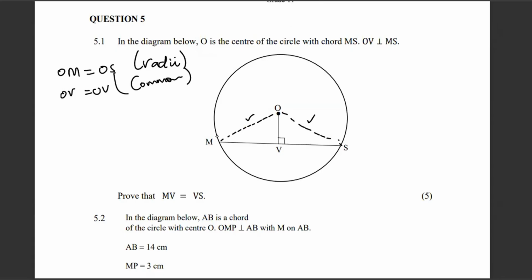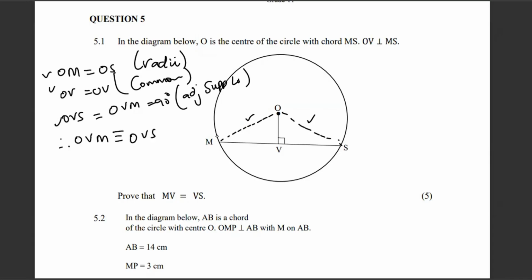And then OVS will be the same as OVM. Both of them are 90. Reason: these are adjacent supplementary angles. So we have 3 facts as to why the two triangles are congruent. So therefore, OVM is congruent to OVS. Reason: we just looked at the side as well as the angle. So for as long as we proved that the triangles are congruent, go down and draw a conclusion that therefore MV will be the same as VS. You get your 5 marks like that.